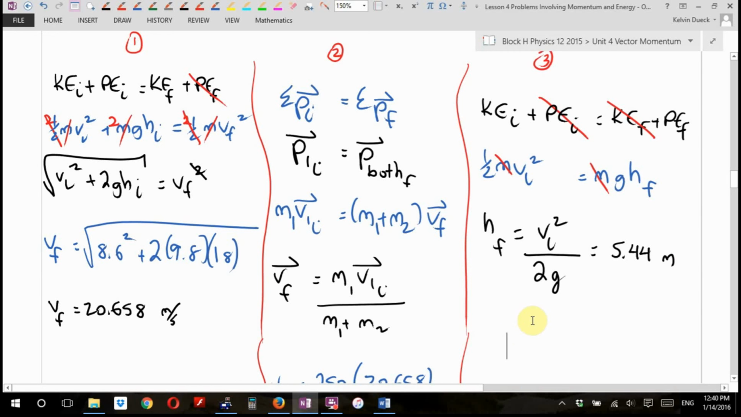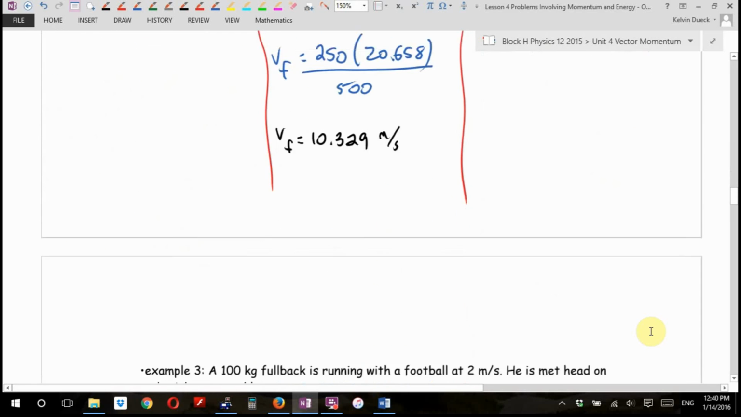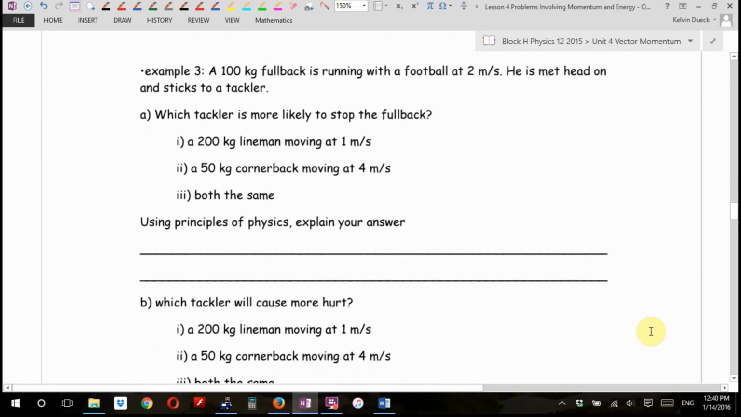Kiowa, I think I said to you, one of the nicest applications of momentum is collisions, and there's some great collisions in football. A 100-kilogram fullback, so fullback weighs about 240, if you want pounds, is running with the football at 2 meters per second. He's met head-on, I don't want to deal with angles, and sticks to a tackler. Which tackler is more likely to stop the fullback? A 200-kilogram lineman moving at 1 meter per second? A 50-kilogram cornerback moving at 4 meters per second? Or both the same? And convince me.